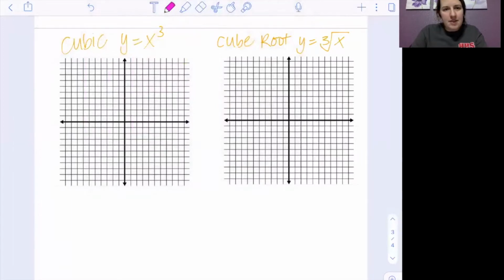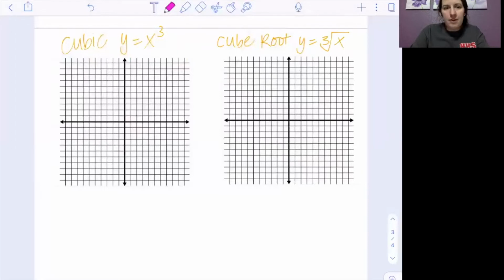Hey y'all, this is our first lesson of Unit 7. Our lesson is going to cover the cubic and cube root functions, what they look like, how their transformations work, key attributes, domain, range, intercepts, etc. And then also what those transformations do graphically to them.